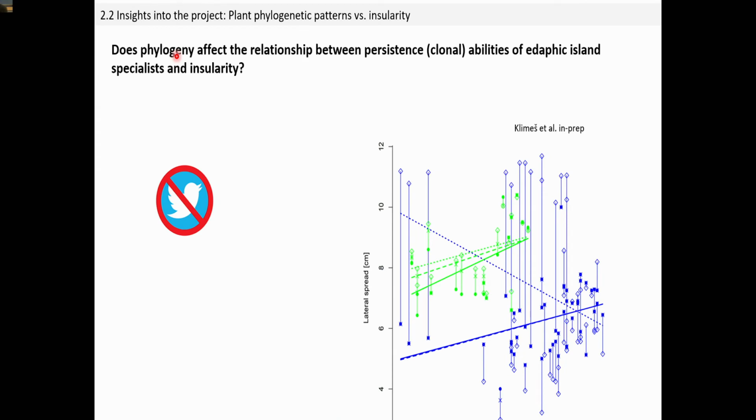Instead, for lateral spread, we have a positive relationship with insularity. Like we have seen before, a stronger insularity implies that there is a positive correlation. So we cannot say that because of that, but there is definitely a tendency of better clonal abilities through lateral spread in more insular sites. But once we fully correct for phylogeny in fans, we actually observe the opposite.